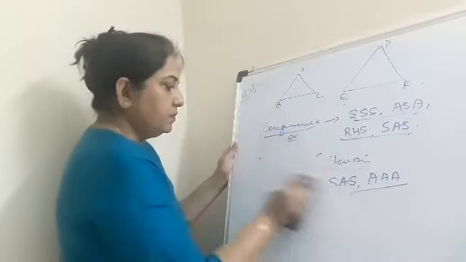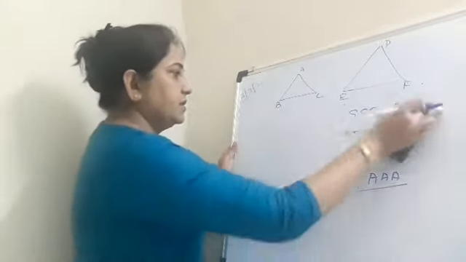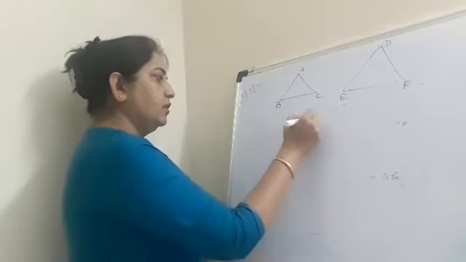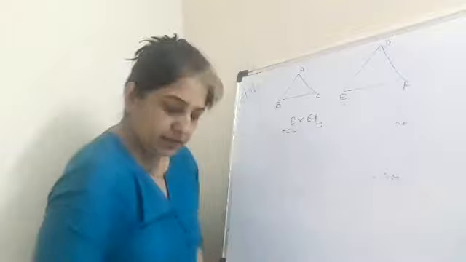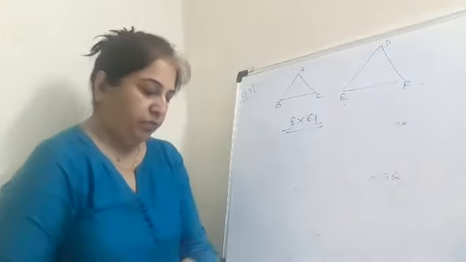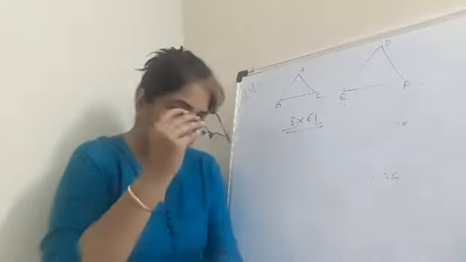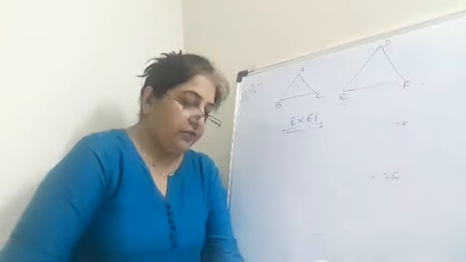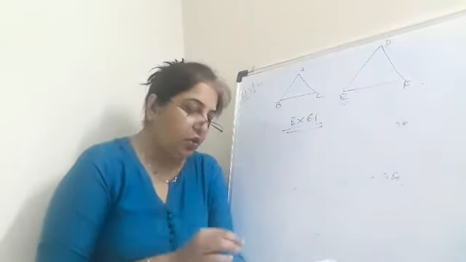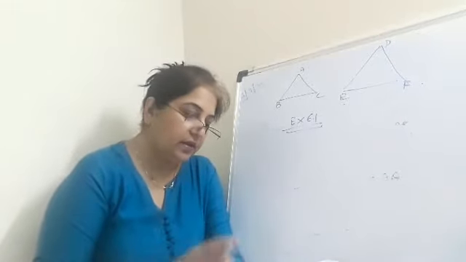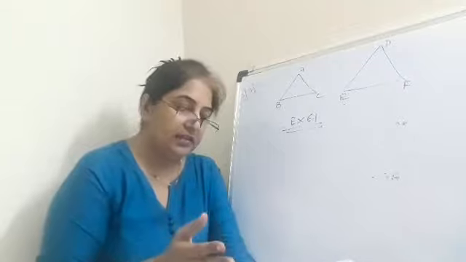Then the first exercise of this chapter, 6.1, you can solve. Easy it is. In the first question you have fill in the blanks, which says that all circles are, and there are two options given, congruent and similar. You can write the correct answer.